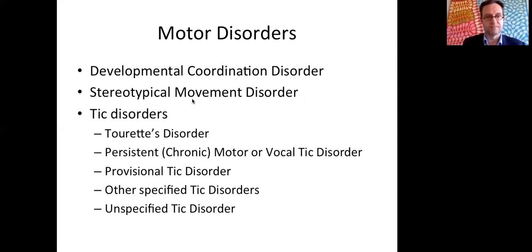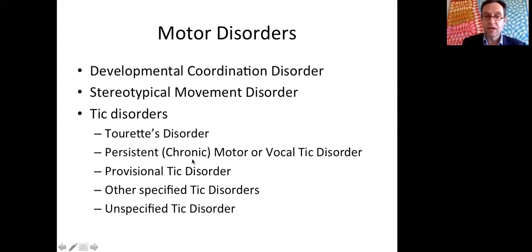Tic disorders. Tic disorders are when we have sudden, rapid, unexpected movements of either motor skills or functions or of sounds. And we can get a provisional tic disorder. This is when we have either unusual motor movements like a blink or a twitch, or make unusual sounds like a throat clearing or cough, or many combinations of those, for less than a year.